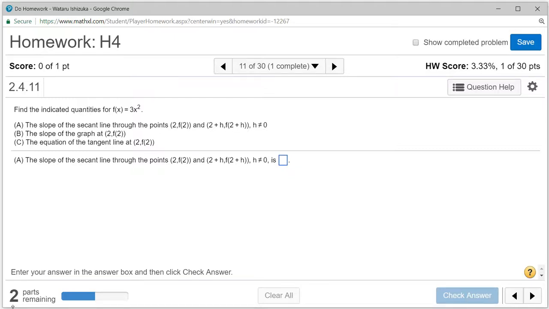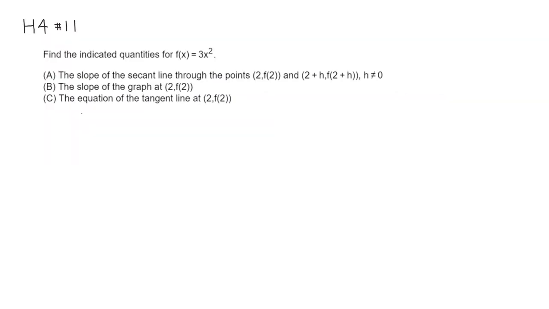Alright, let's look at homework 4, problem number 11. For this function f of x equals 3x squared, for part A, we want to find the slope of the secant line through 2, f of 2 and 2 plus h, f of 2 plus h. Alright, so let's do that.